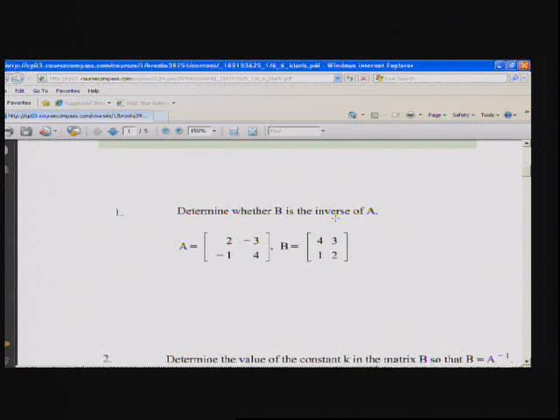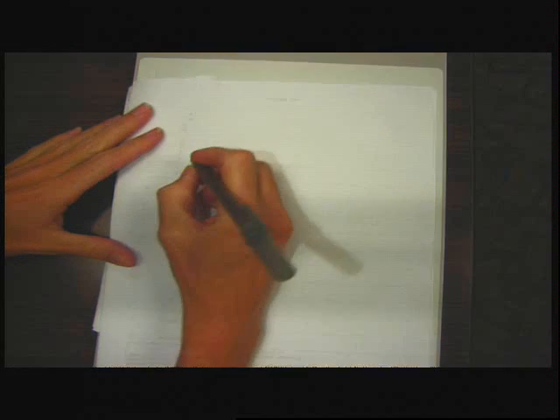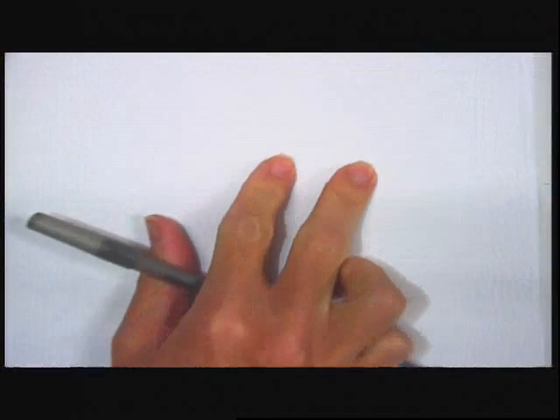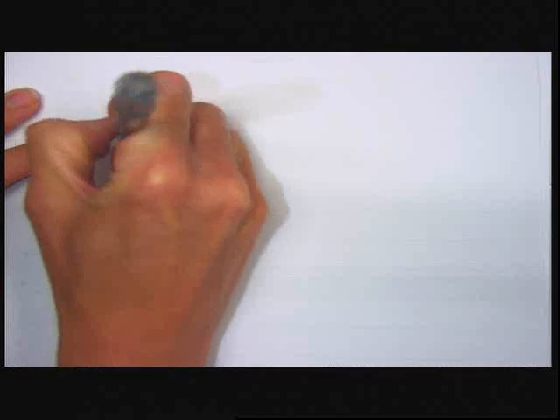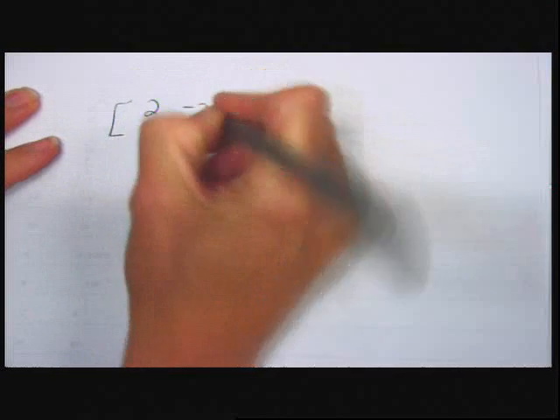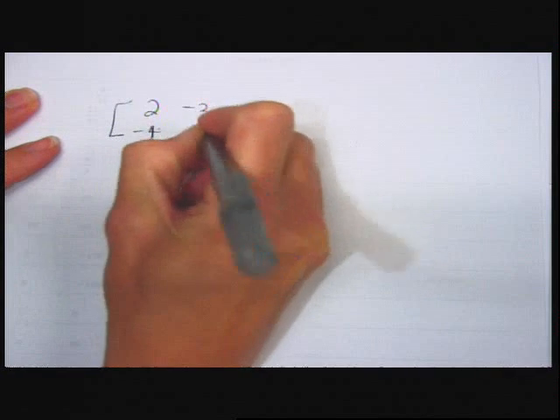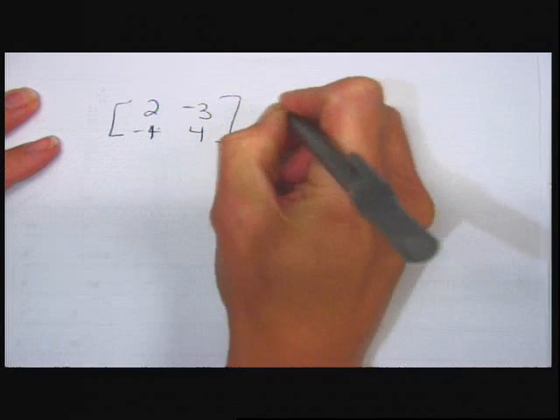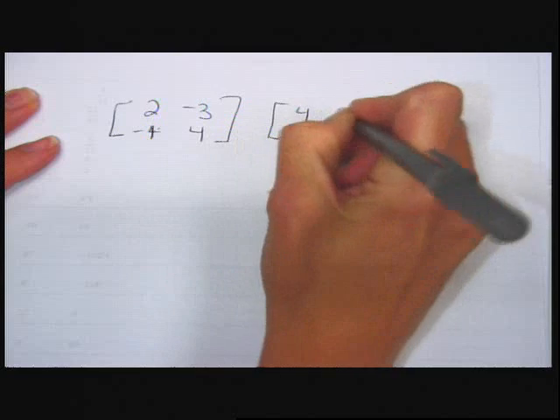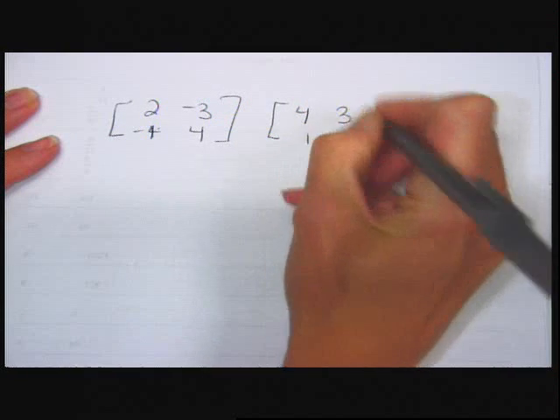Let me turn this on. So let's see. Hold on a second. I think it'll come up. Okay, so this is just a 2 by 2, so we can do this by hand. We'll be all right. So we have 2, negative 3, negative 1, and 4. And then you have 4, 3, 1, and 2.